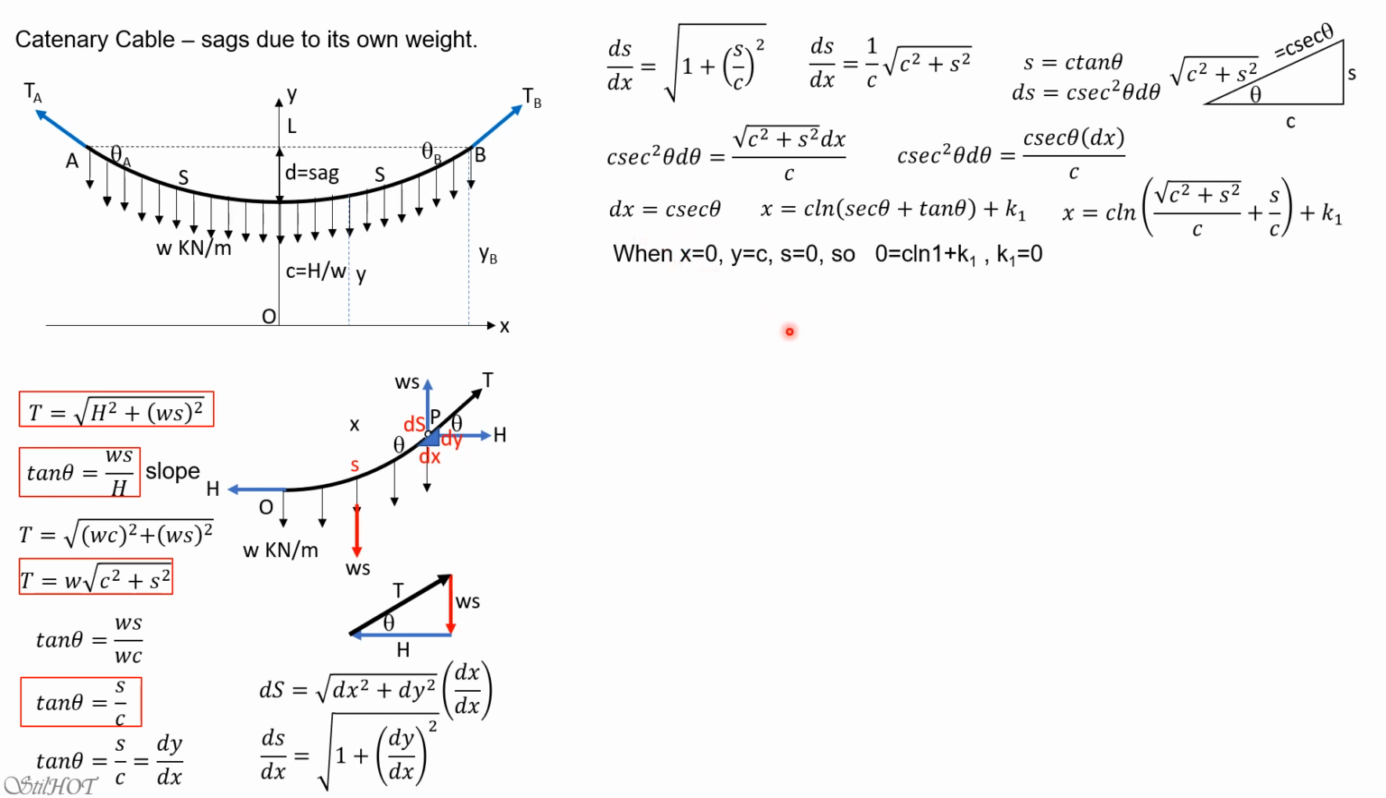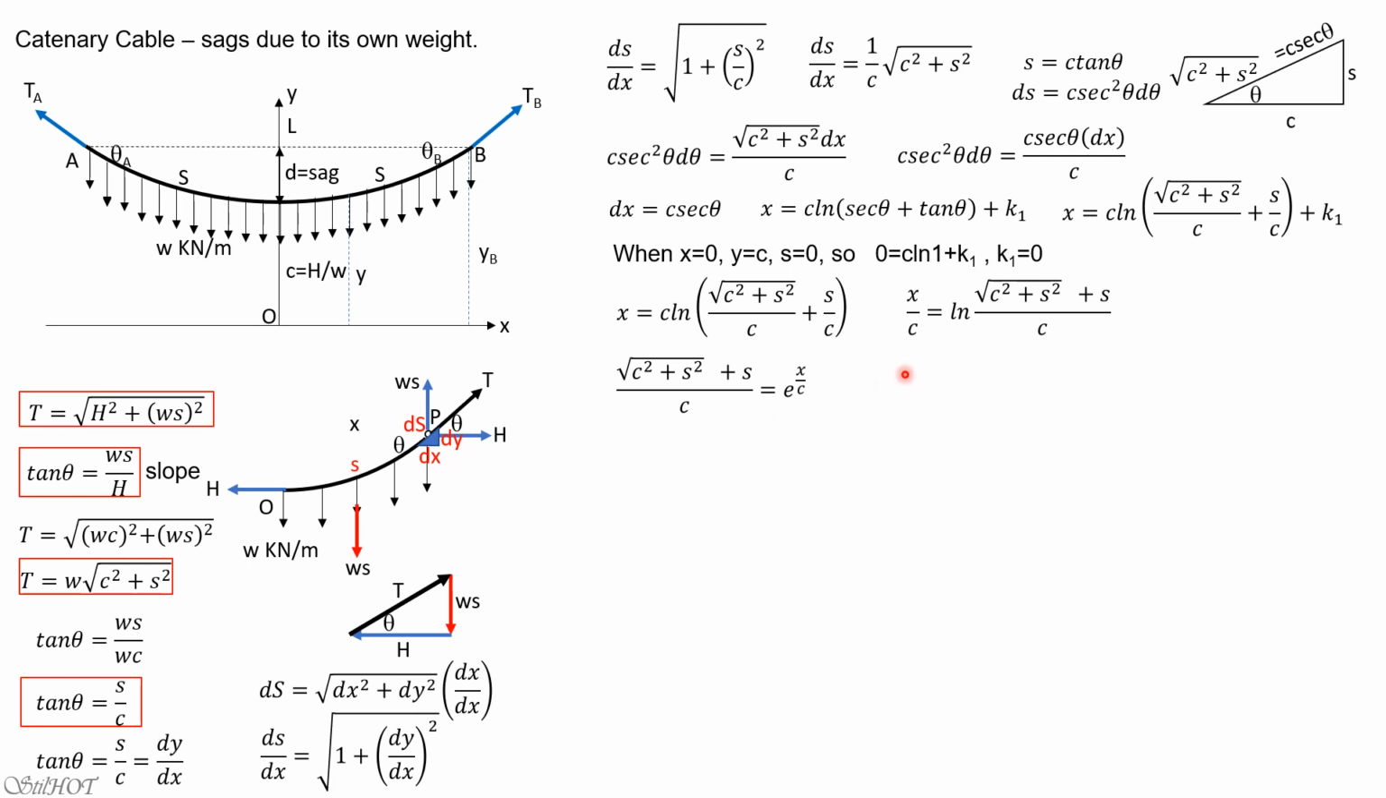So we have x is therefore equal to c ln of quantity square root of c squared plus s squared over c plus s over c, which can be simplified further into x over c equals ln of square root of c squared plus s squared plus s, all over c. Convert this equation, so this is ln, meaning to say e to the x over c is equal to square root of c squared plus s squared plus s over c.